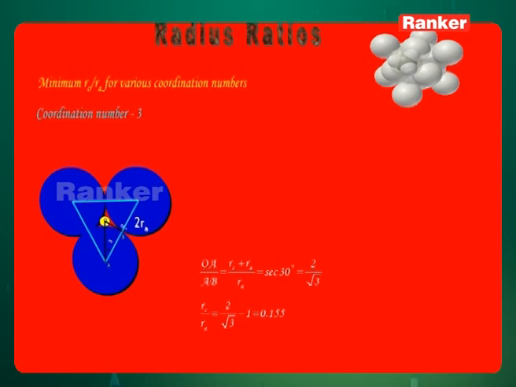Or radius of cation to radius of anion, if you take it, is 2 by root 3 minus 1, that is equal to 0.155. That means if the radius of cation to radius of anion is 0.155, then the coordination number will be 3. Or in other words, if you are having coordination number 3, then the radius of cation to radius of anion will be 0.155. Finally, the meaning is, if you are having 2 spheres with the radius ratio of 0.155, then it will form a triangular void and the cation will occupy the triangular void.